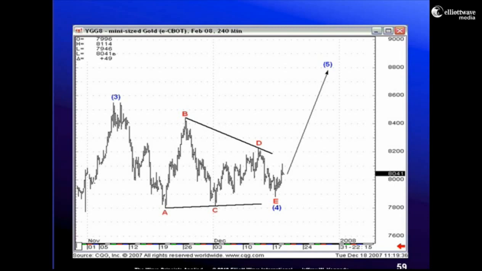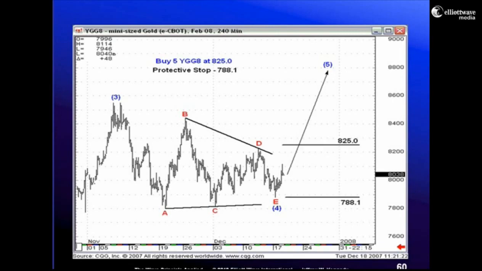Well, if so, you know where my entry point is via my guidelines that we covered earlier this evening. I want to see the extreme of wave D give way before I take a buy-side position. Here's my order. I'm going to buy 5 mini gold at 825 with a protective stop at 788.1.